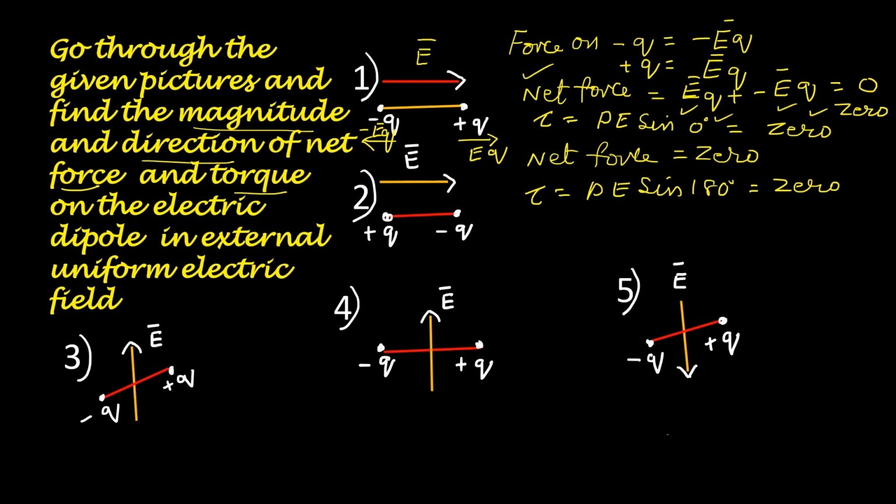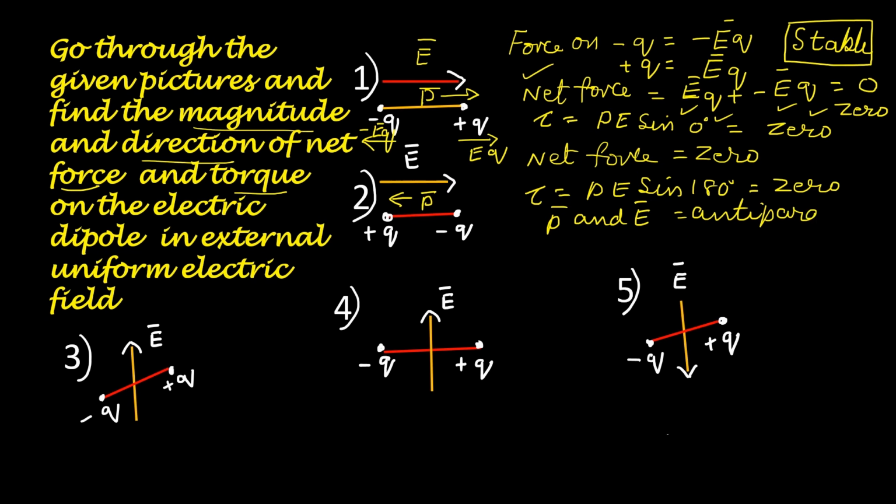The alignment in the first case is theta is equal to 0 degrees. It is called stable alignment. In this case, the electric field direction and dipole moment direction are parallel. They are in the same direction. In the second case, dipole moment and electric field are in opposite direction. They are anti-parallel. The second case is called unstable alignment.